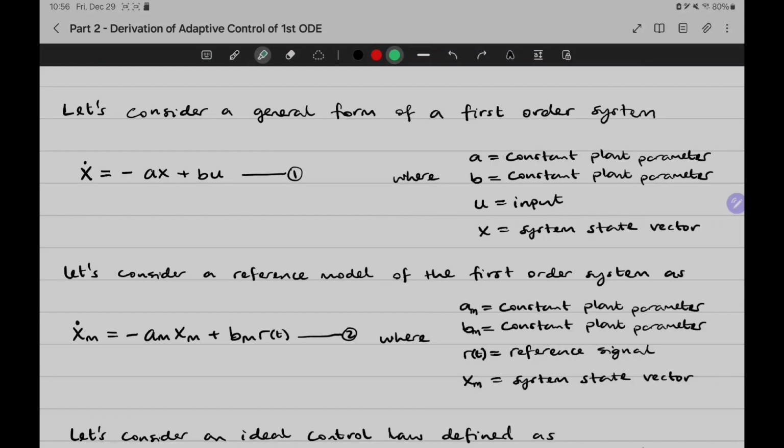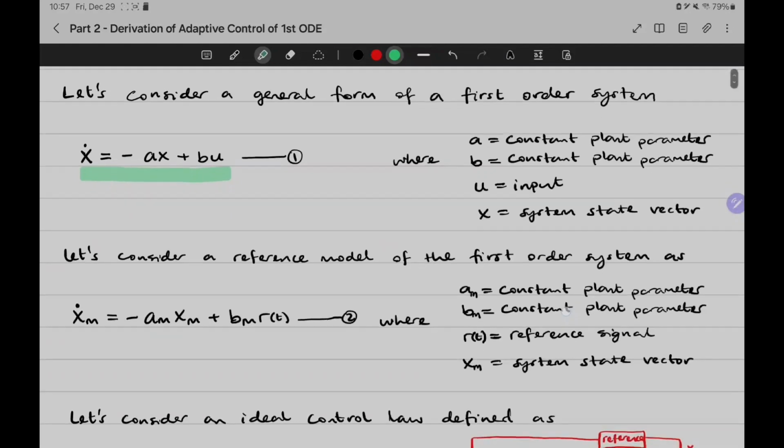So to get started, we are going to first define what the actual plant model is, right? And essentially the reason behind adaptive control is that we don't always know exactly what the plant model is, right? We can just estimate what it is. And so basically for this derivation, we will consider a plant model of this form where A and B are the constant plant parameters, and essentially U is a control input and X is a state vector.